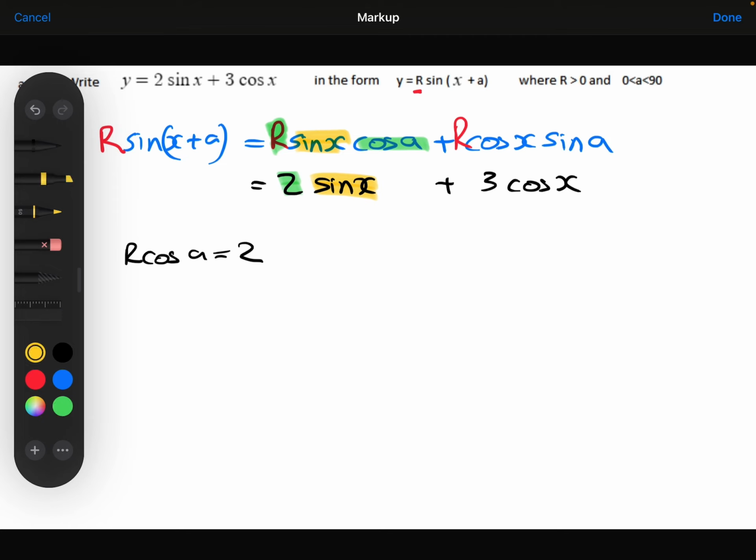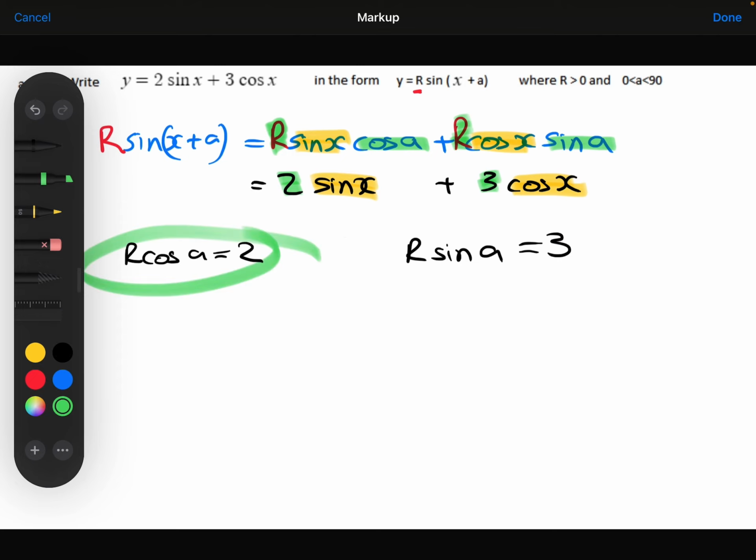Similarly, I've got a cos x here and a cos x here. So for these to be the same, my r sine a would have to equal 3. And now basically I've got simultaneous equations to work out r and a. They're a bit awkward simultaneous equations, probably ones that you've not really seen before, so I'll show you the method we're going to use.